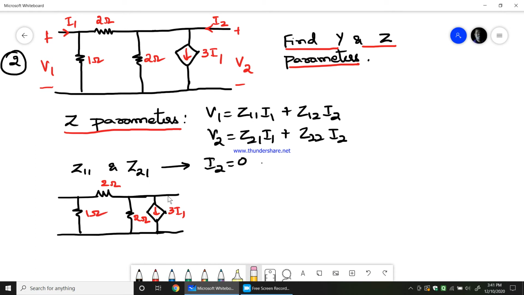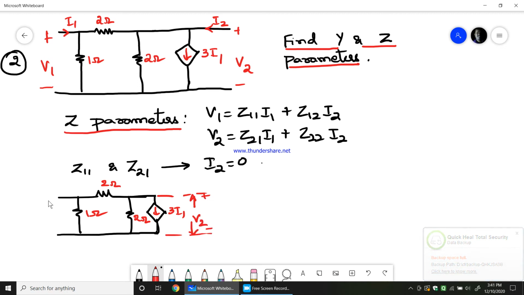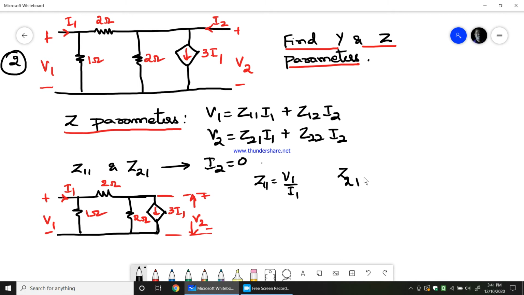As current I2 equals 0, I'll just remove this branch. Now the voltage across this would be V2, this is I1, and this is V1. Our job is to find Z11, which is V1 by I1, and also Z21, which is V2 by I1, and both are obtained when I2 is 0, for which we have written the circuit.